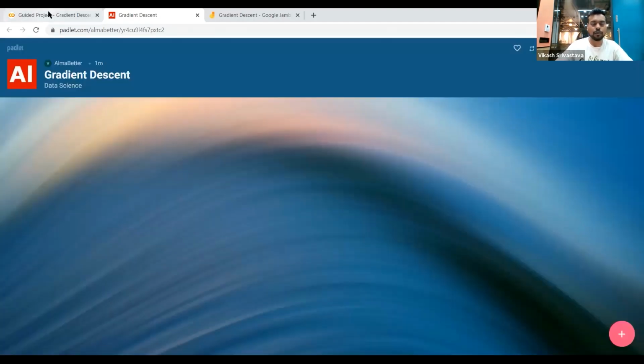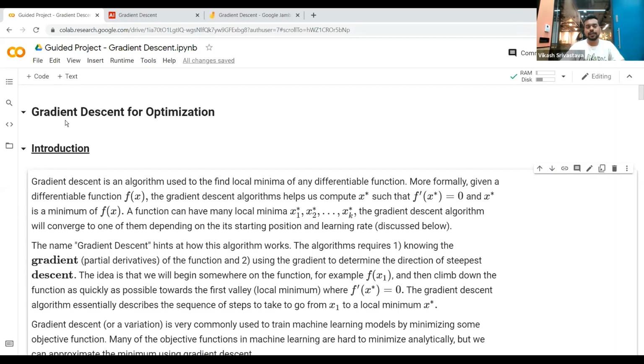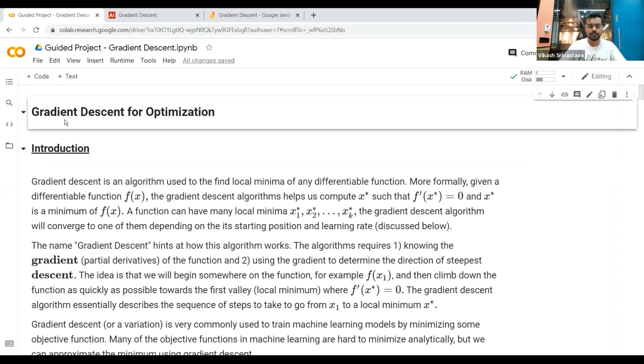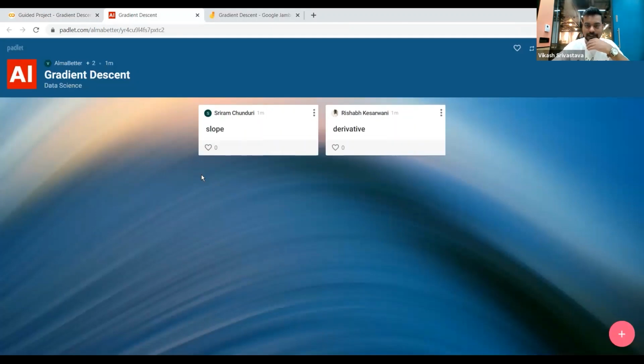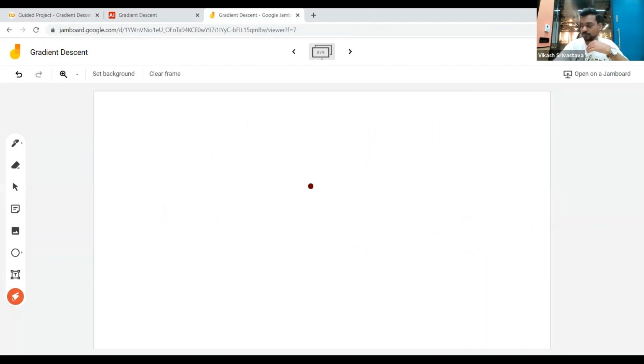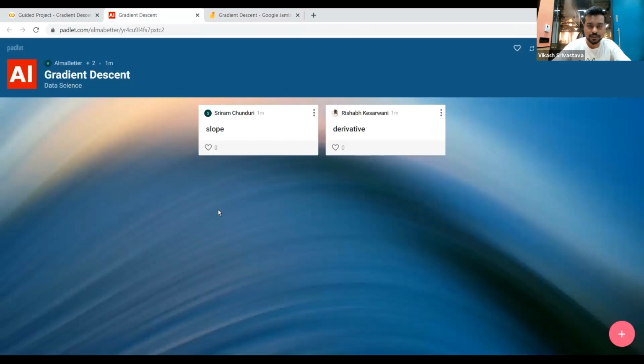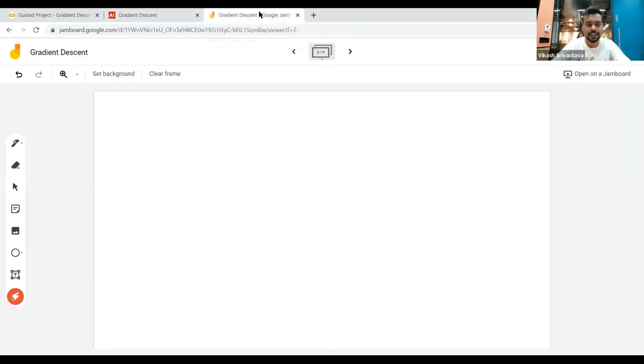Now I want you guys to tell me what you understand by gradient. You have studied calculus, so what do you understand by gradient? Is it the derivative, is it the slope? Okay, so essentially, it's the derivative or slope.